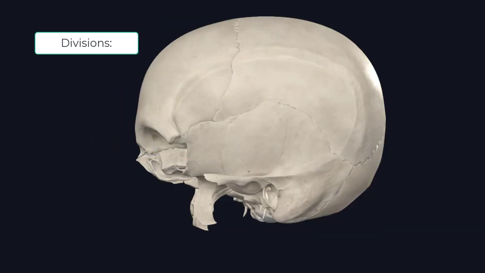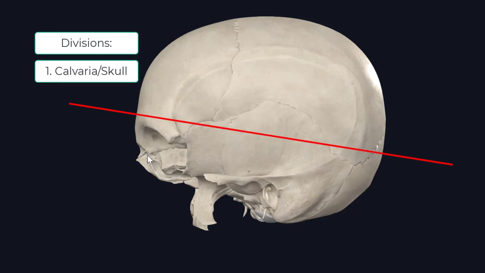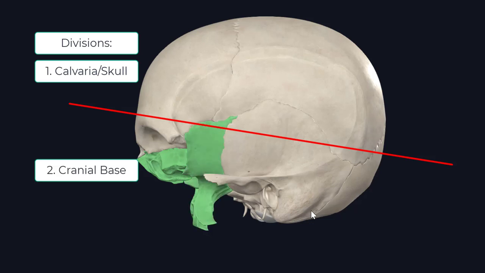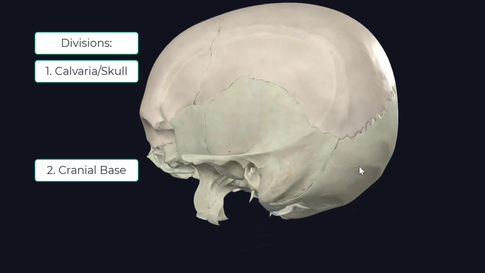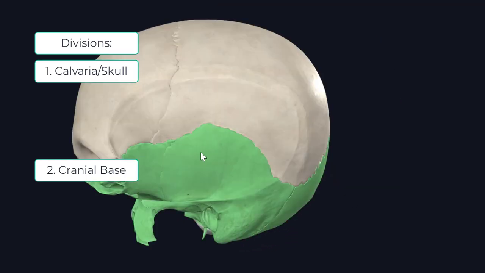And another division of the neurocranium, which we call the cranial base, is created by the ethmoid, sphenoid, temporal, and the lower part of the occipital bone. Very logical why we call that the base of the neurocranium.